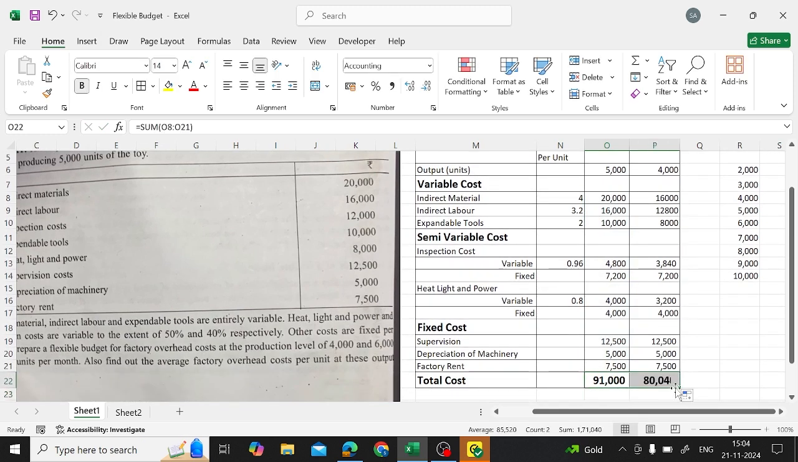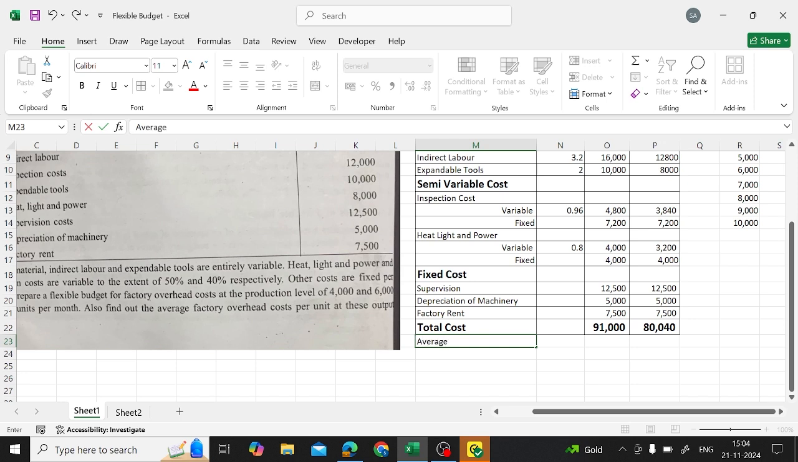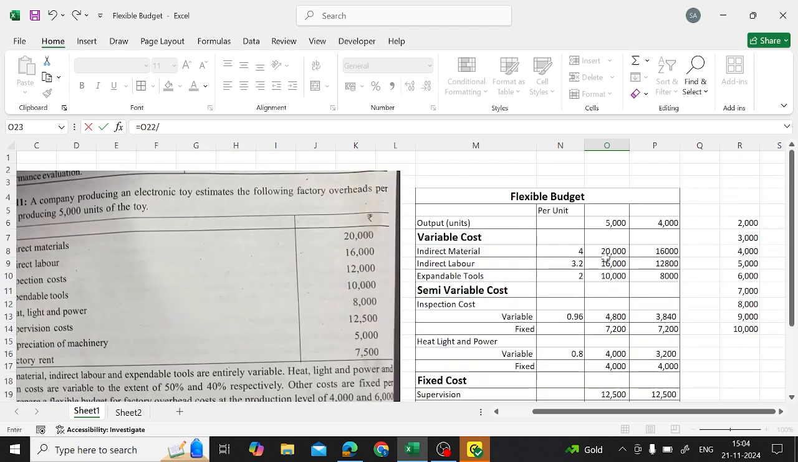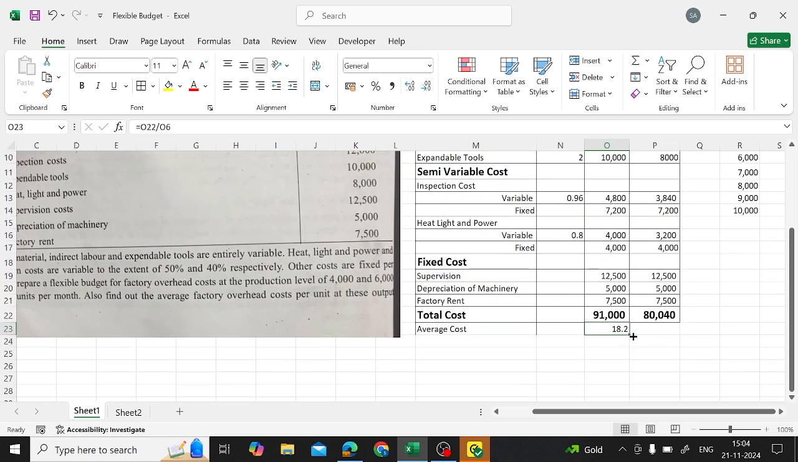This comes out to be 80,040 rupees. Now we also have to find out the average cost per unit. Now we will do this divided by this, so 18 rupees 20 paisa. You can do the formatting later on.